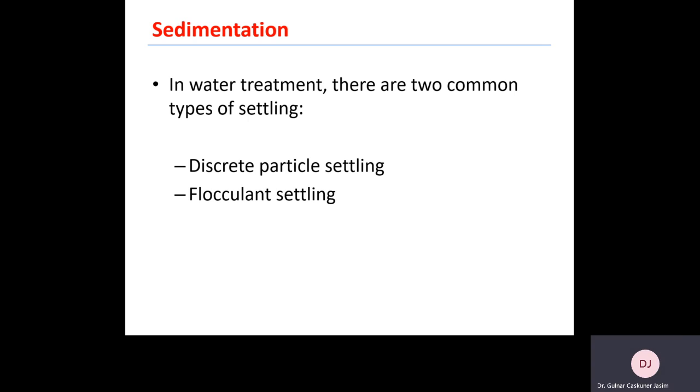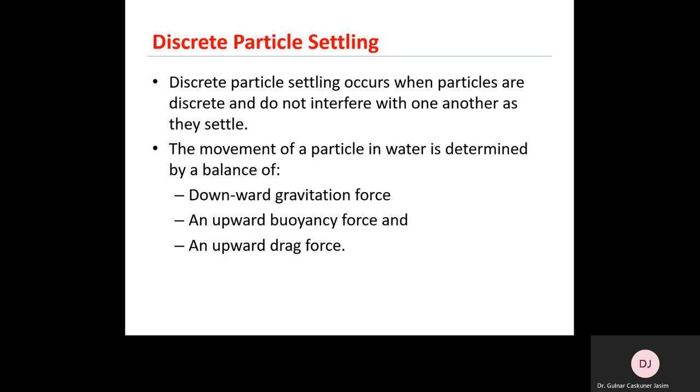In water treatment, there are two common types of settling. The first one is discrete particle settling, and the second one is flocculent settling. Today, we will discuss further details about discrete particle settling. Discrete particle settling occurs when particles are discrete and they do not interfere with one another as they settle. So they settle individually.